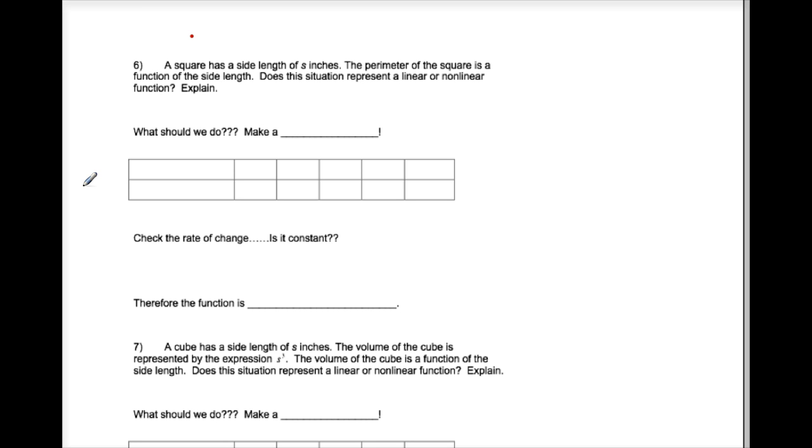All right, a square has a side length of s inches. We don't know the exact length of the side, but they're going to say it's s inches. What's true about a square? All sides are the same. It's 4 sides, and they're all the same. Very good. Guess what the length of each side is? S. Everybody draw a square where all the sides are s long. It doesn't have to be perfect. S, s, s, s.